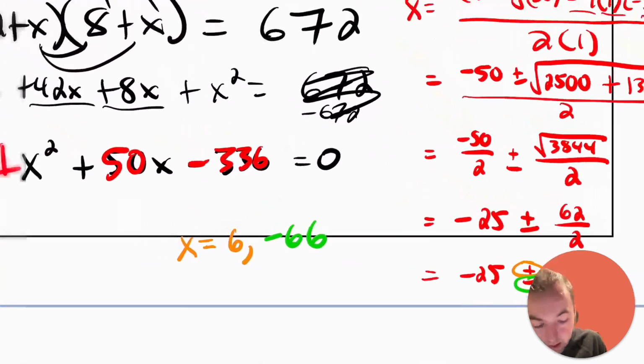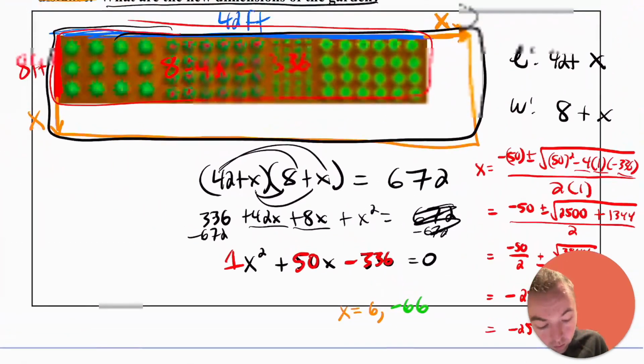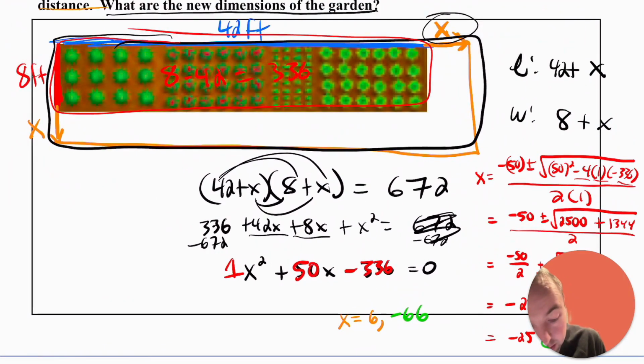Okay. Since what x was representing in this situation was the amount of length to add to both the length and the width, it would only make sense if x were positive, right? So that negative answer we got for x is not going to make sense. Really only the 6 answer should make sense, so we're going to add 6 feet to both the length and the width.